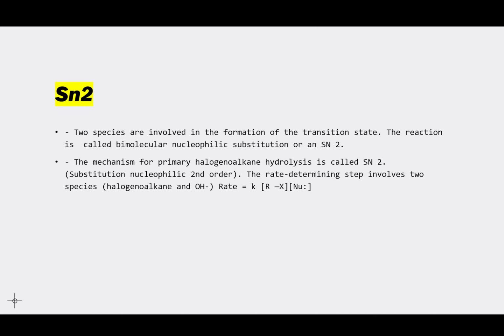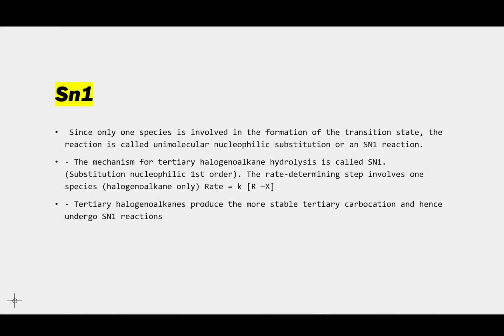So the rate determining step involves two species, the halogenoalkane and the hydroxide ion, and the rate of reaction here is given by the halogenoalkane and the nucleophile concentrations. They are second order. But we're not going to get into the second order details. So the rate equation is there. We have what SN2 means, and we know that primary halogenoalkanes undergo SN2 reactions.